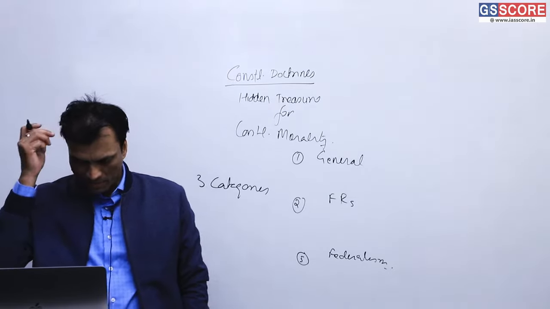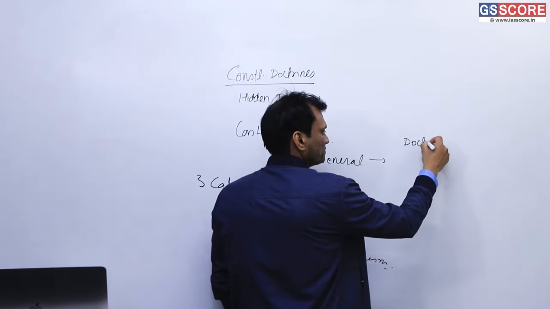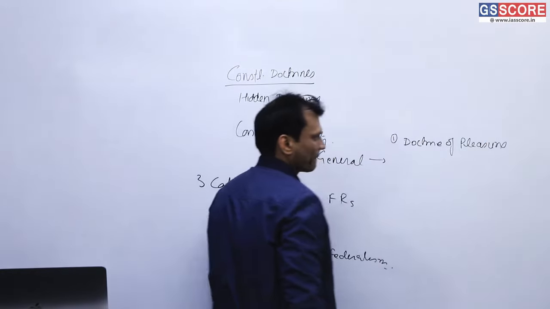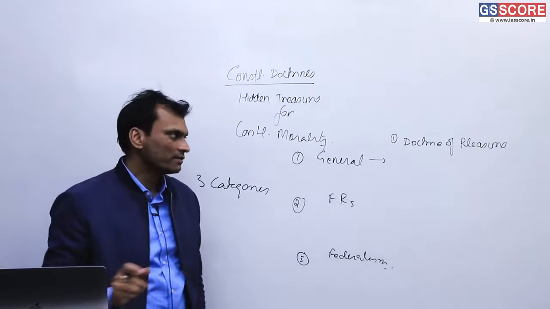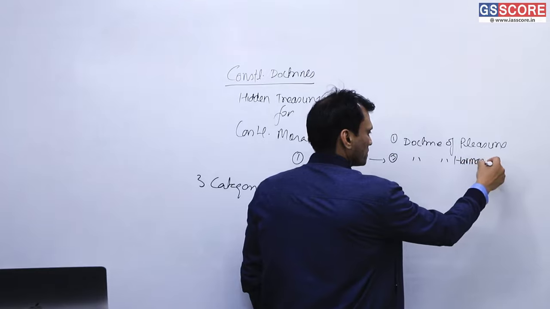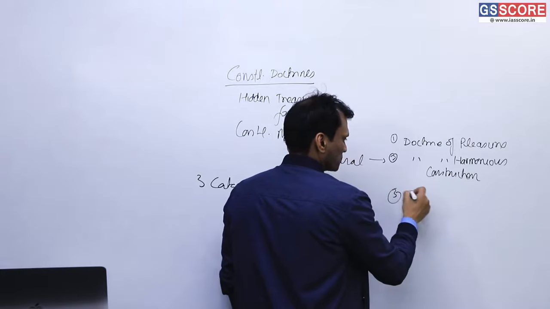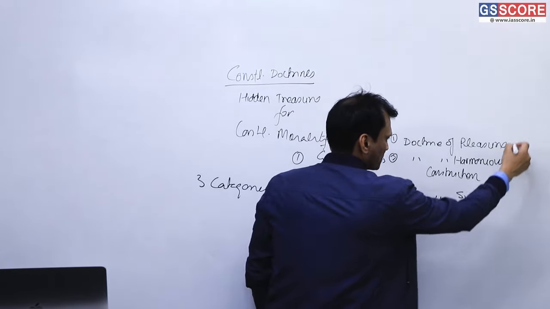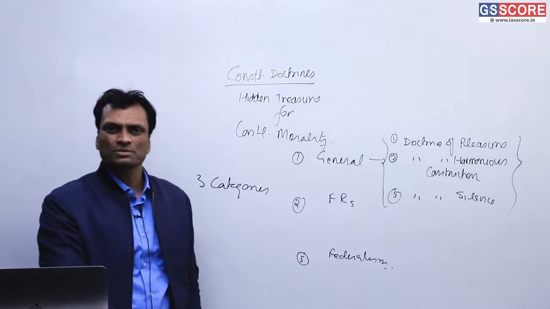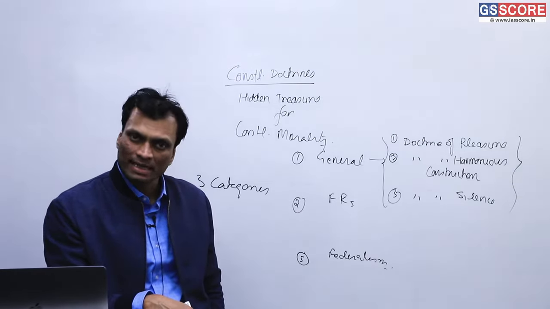Now, as we can see, the general doctrines which we have are, number one, doctrine of pleasure. Then we have doctrine of harmonious construction. Doctrine of silence. These are the doctrines which are applicable throughout the constitution, because they belong to a specific category of issues rather than a particular article, right?